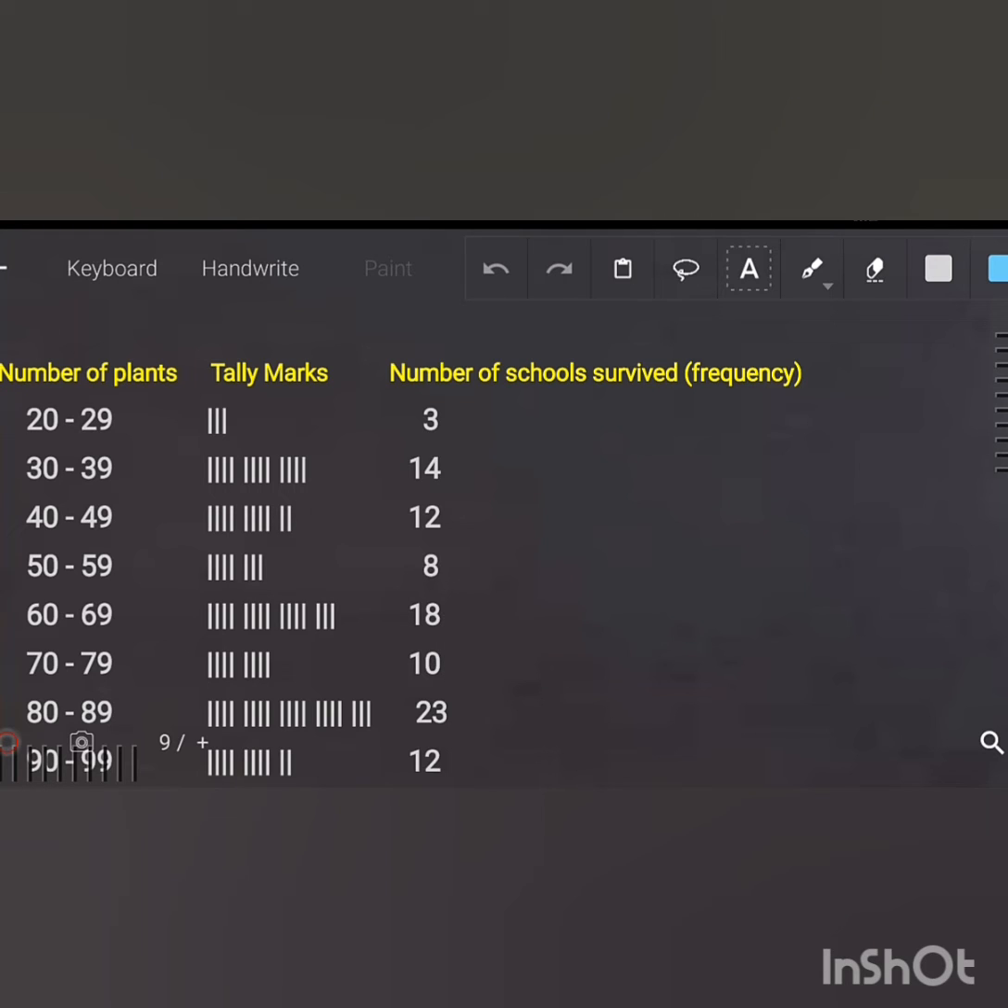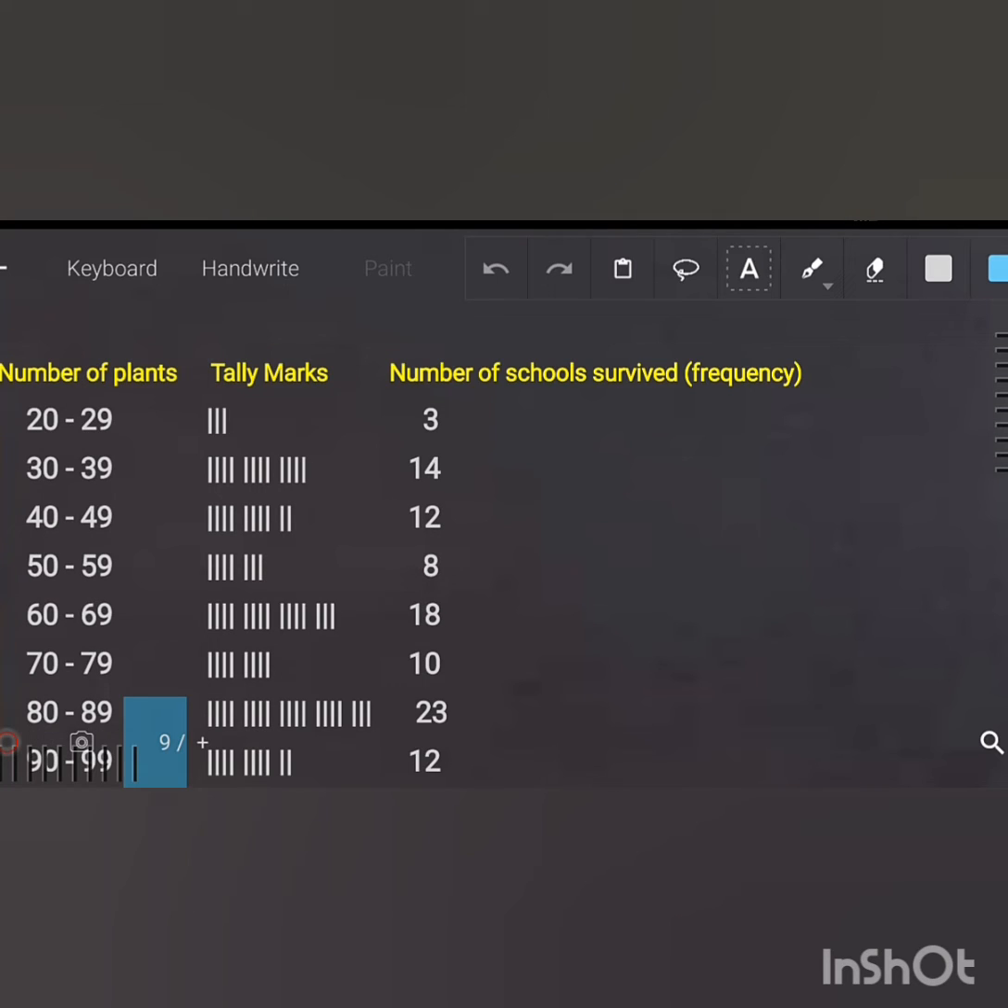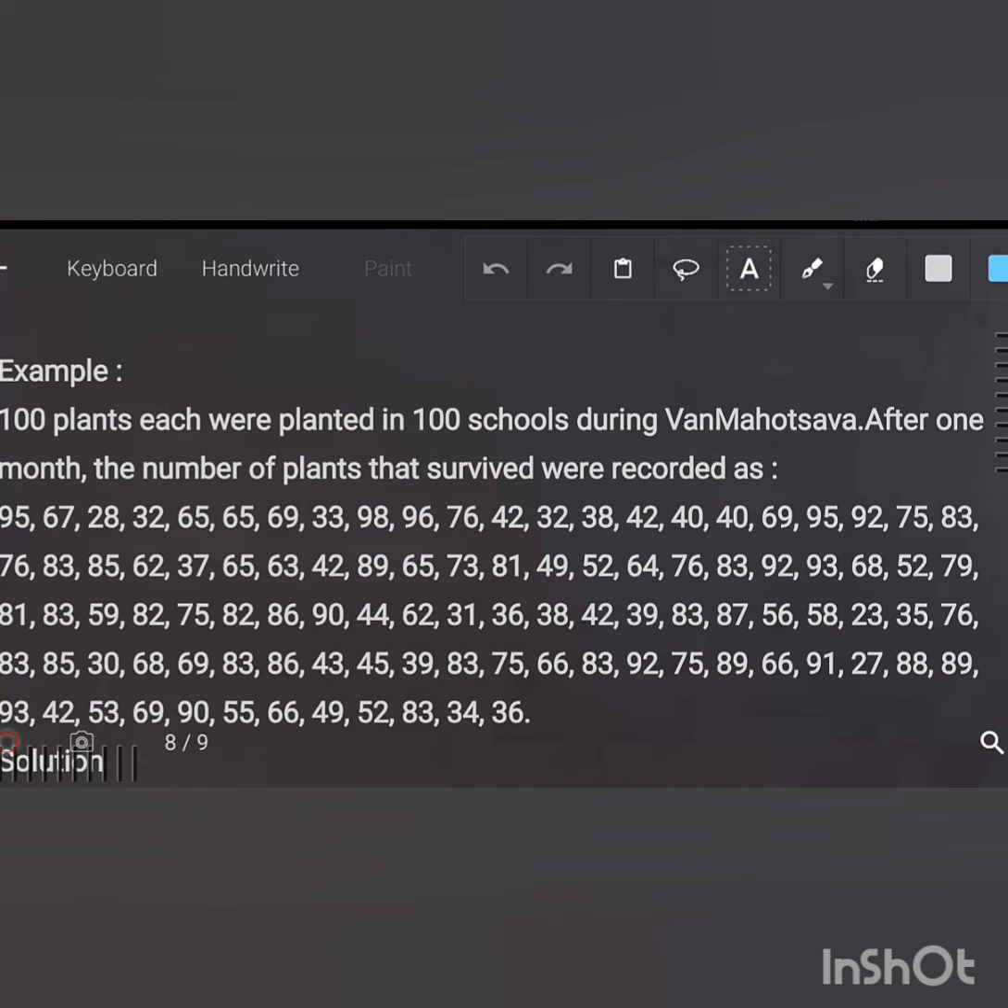For the grouped frequency table, first we have to group the given data into some classes. So here if you see 20-29, that means the number of trees survived 20-29 are taken as a group, and again the next 30-39, 40-49, 50-59, 60-69, 70-79, 80-89, 90-99. So now let us go. Now let us observe here.